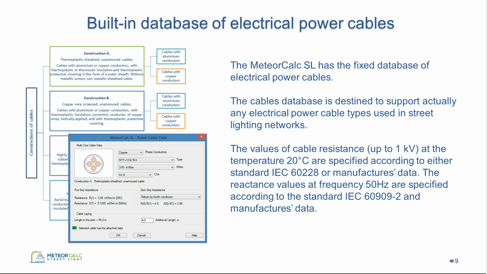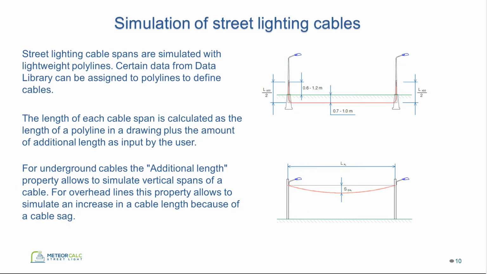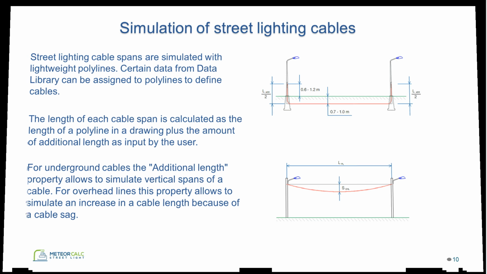Street lighting cable spans are simulated with lightweight polylines. The length of each cable span is calculated as the length of a polyline in a drawing plus the amount of additional length inputted by user. You can use the additional length property to take into account the length of vertical spans or to add miscellaneous length allowances for installation, finishing the ends, and so forth.